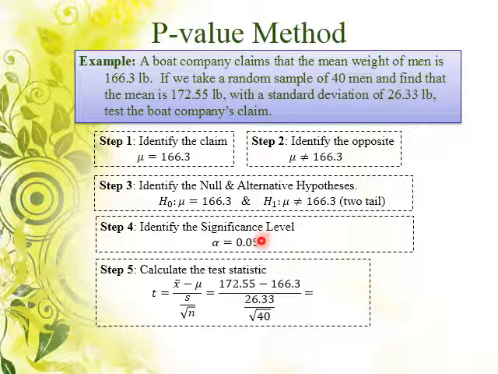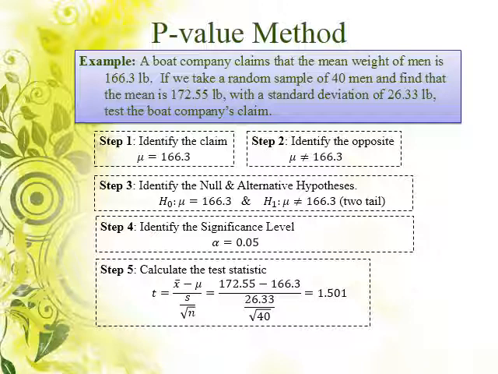Now here we want to calculate the test statistic using that formula we just saw. So we can do that by plugging in our sample mean, 172.55, minus the population mean that we're getting from the null hypothesis, divided by the standard deviation in our sample, 26.33, divided by the square root of our sample size, 40. So plugging all this into the calculator, I get 1.501 as our test statistic.